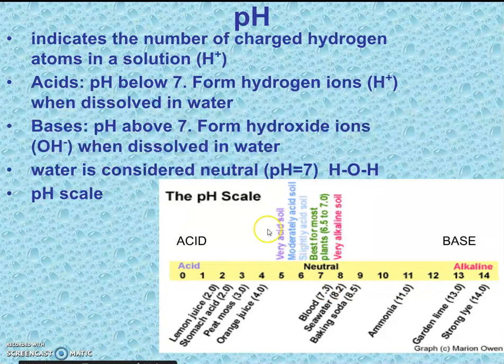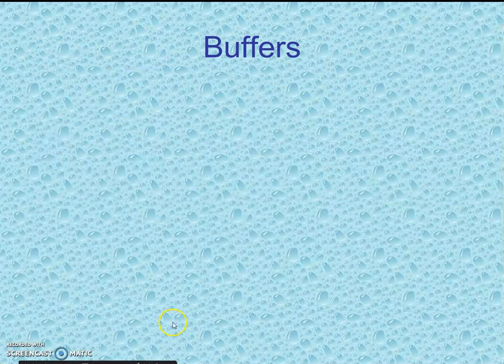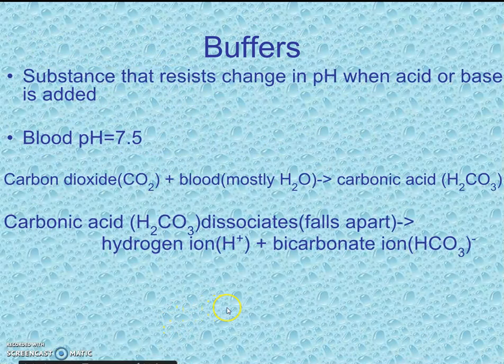So water is neutral. Why is it neutral? Because water is HOH. So there's your hydrogen ion and there's your hydroxide ion. And you put them together and you get water. Because hydroxide ions indicate bases, hydrogen ions indicate acids, and you have one of each, so the pH is neutral at 7.